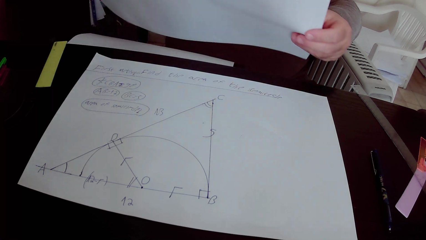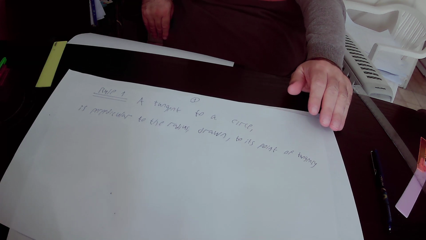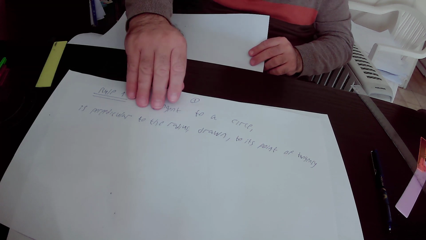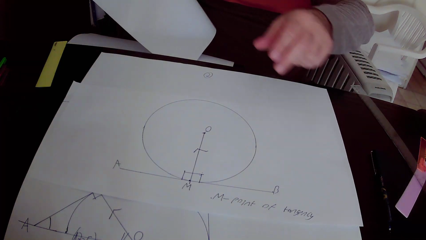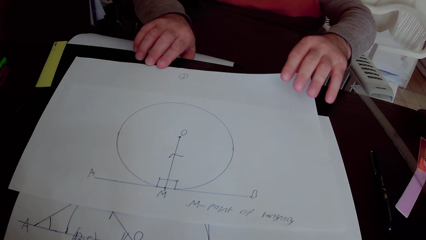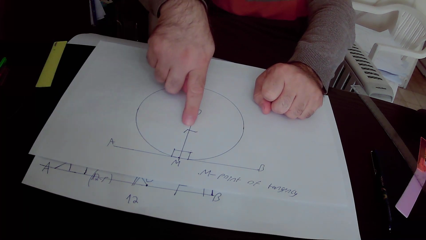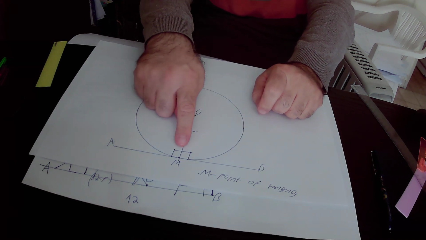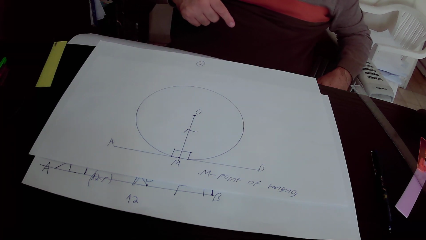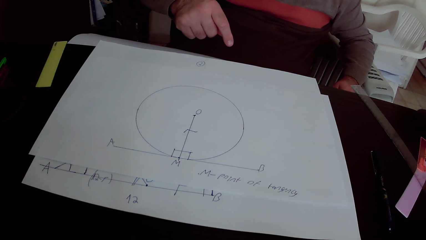and we also have rule number one. According to rule number one, a tangent to a circle is perpendicular to the radius drawn to its point of tangency. What is the meaning of rule number one? If we have this circle and tangent AB to this circle, this is the center of the circle, OM is the radius, and point M is the point of tangency of tangent AB with this circle. According to rule number one, the tangent AB is perpendicular to the radius drawn to its point of tangency.